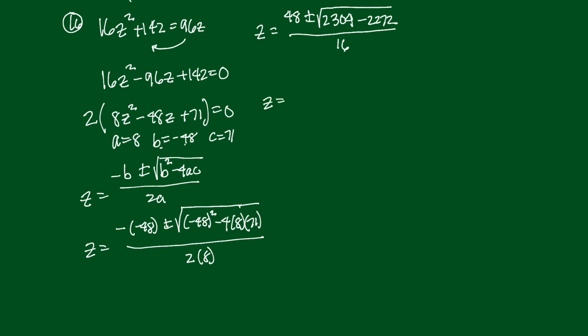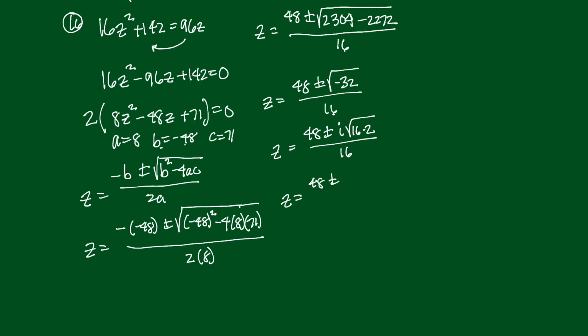So here's where we are. Z is equal to 48 plus or minus the square root. This turns out to be negative 32. All right, up here, 2304 minus 2272 is negative 32, all over 16. Now, this negative 32, well, there's an I coming out here, right, because it's imaginary. So we're going to get 48 plus or minus, now, I times, can you break 32 into two numbers, one of which you know the square root of? How about 16 times 2? All over 16.